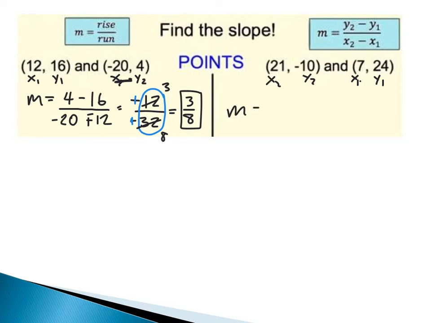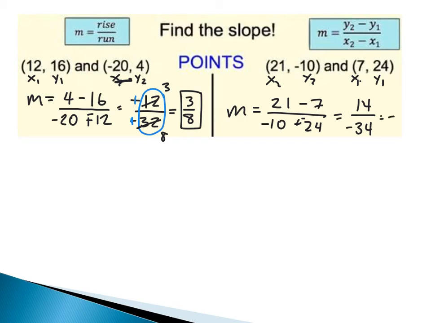So to find a slope, I'm going to subtract x2 minus x1. So I'm going to take 21 minus 7. Those are my two x values, and I'm going to divide that by the difference between my two y values, negative 10 minus 24. I'm going to then simplify the top. 21 minus 7 is 14. I'm going to then simplify the bottom. Well, I have negative 10 minus, so I'm going to change that to addition and then change 24 to a negative. That's going to give me negative 34. Then I'm going to look to simplify. I have a positive divided by a negative, so I know my final answer is going to be negative.